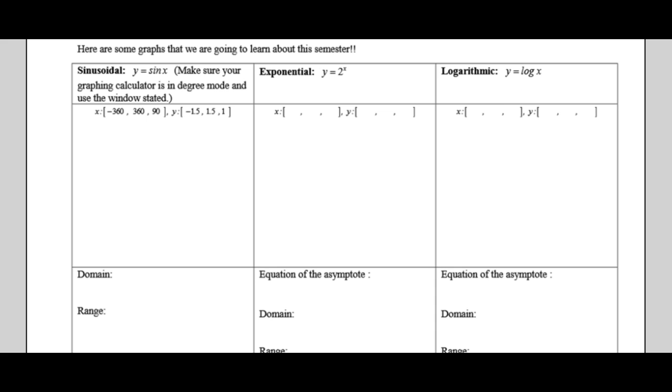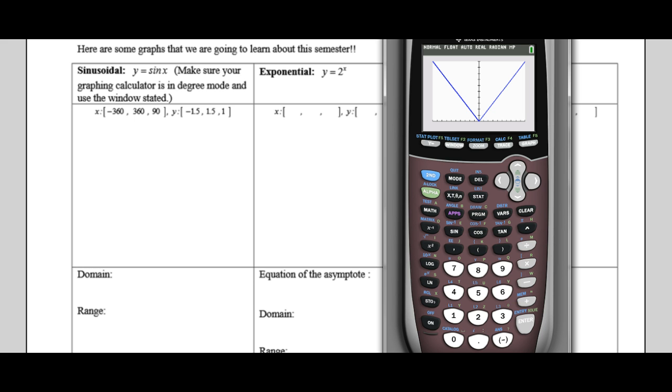Here's some graphs that we're going to learn about this semester. Sine x, that's that whole sinusoidal. Graphing calculator in degree mode, which we will never use, right? So when it's cleared, it's going to be in radian mode. That's it. You never switch it to degrees, right? In 10 and 20, it was always make sure your calculator's in degree mode, and now it's never put your calculator in degree mode, right? So when they get cleared, they're good. You don't have to change anything.